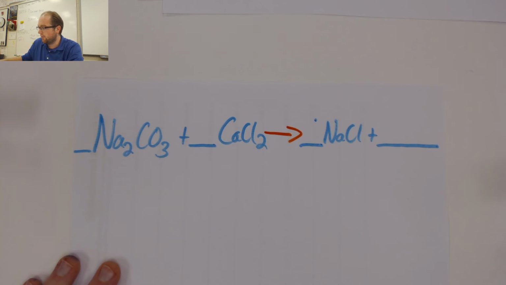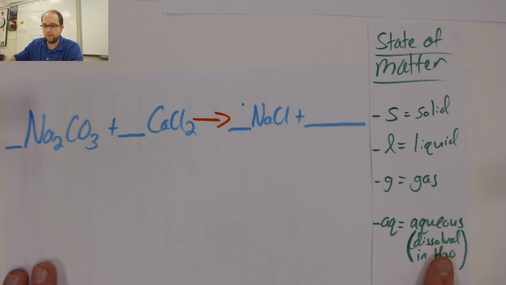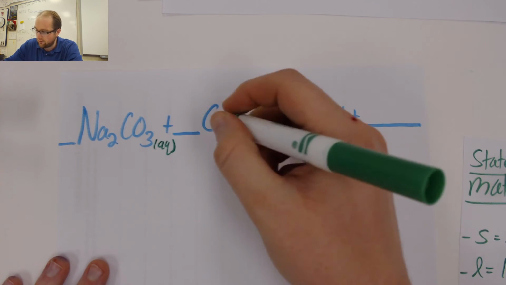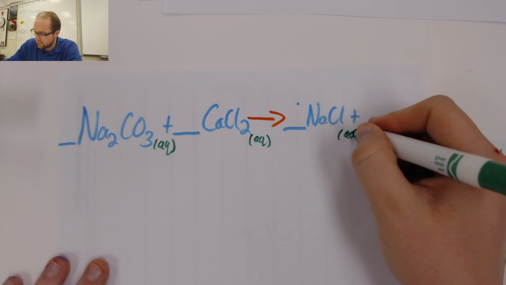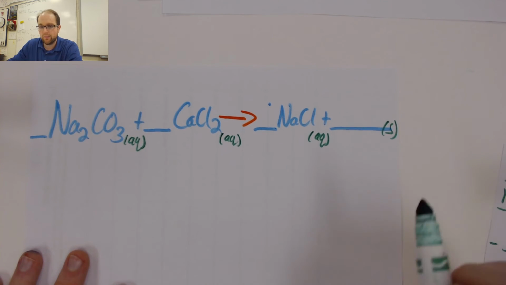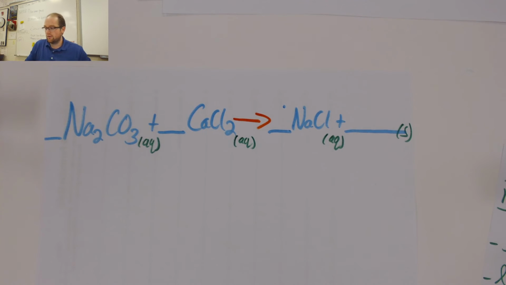Now, we already were told these were aqueous. Remember, that means that they were dissolved in water. So I'm going to make sure that I add aqueous to each of these as their state of matter. We were told that this last one was a solid in our lab, so I'm going to put an S for that one. So we need to figure out what this final compound is.